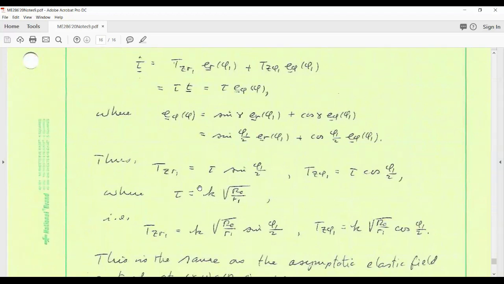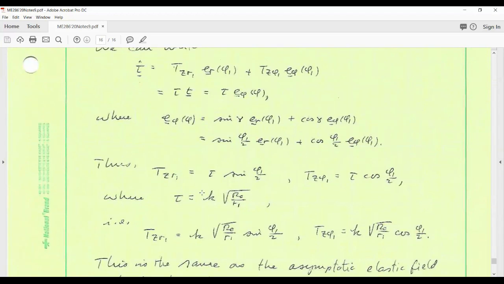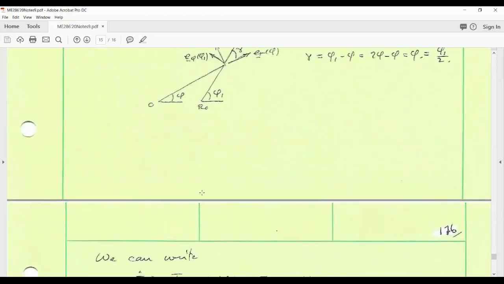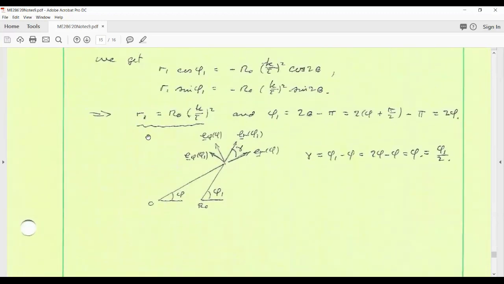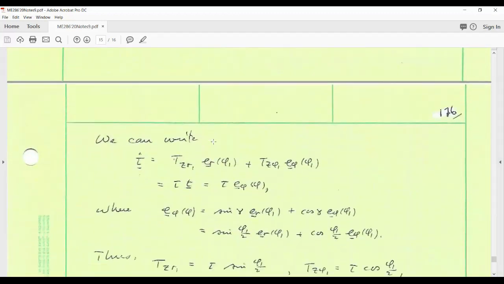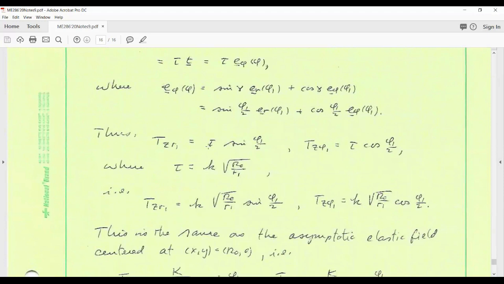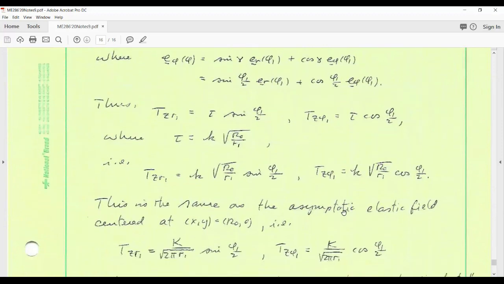Where tau, we can solve this for tau in terms of R1 easily. Tau is K root R naught over R1. So TZ R1 is this. Here you have a 1 over square root of R singularity, but the radius is R1, and we have this angular variation, TZ phi1 is this.